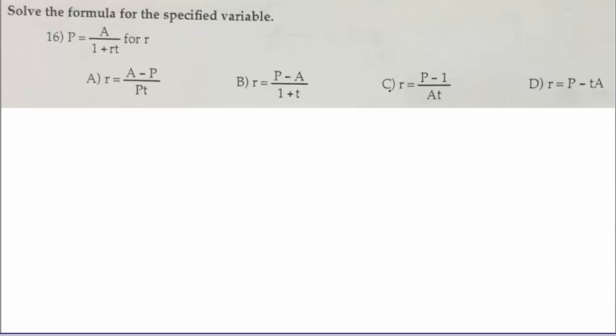Solve P equals A over 1 plus RT. I'm going to solve this for R. So let's go ahead and write down what we have here.